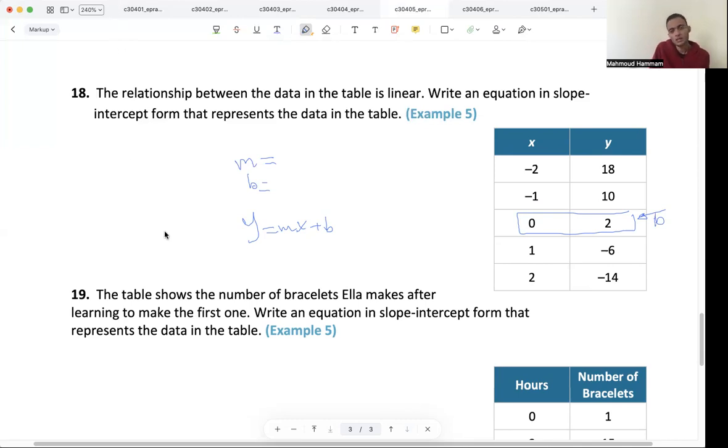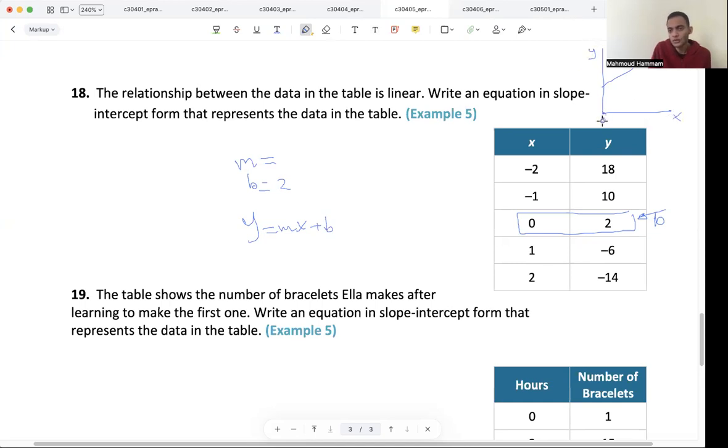What is b here? 2, because of the 0. Because at x equals 0, the y-intercept occurs. Look, if I want to graph it, this means what? Here is x, here is y, correct?